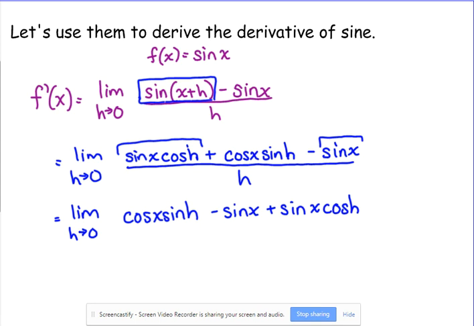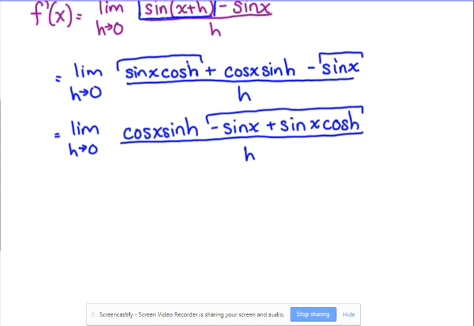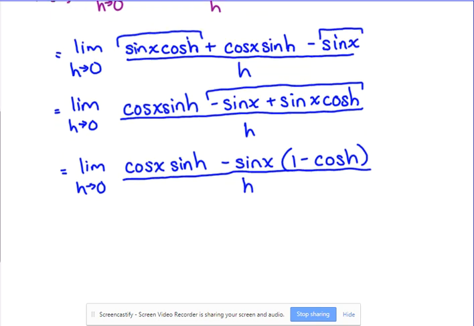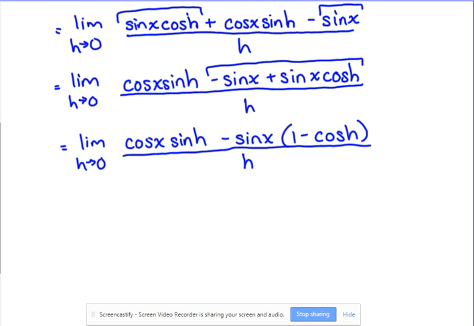Okay, so all I did was rearrange those terms in the numerator, because I'm getting ready to factor out the negative sine of x out of those two terms right there. As I'm doing this, let me point out, you are never going to have to recreate this from scratch. I just want to show you why the derivative of sine is what it is. So I factored out the negative sine of x.